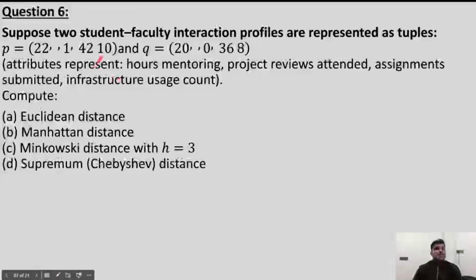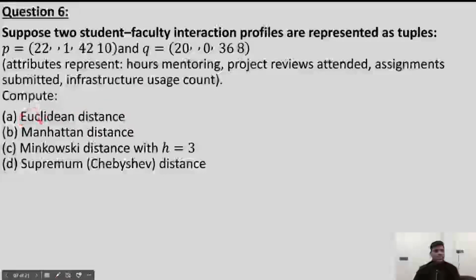Question number 6. Suppose two student-faculty interaction profiles are represented as tuples. P equals (22, 1, 42, 10), and Q equals (20, 0, 36, 8). Attributes represent hours mentoring, projects review attended, assignments submitted, infrastructure usage count.